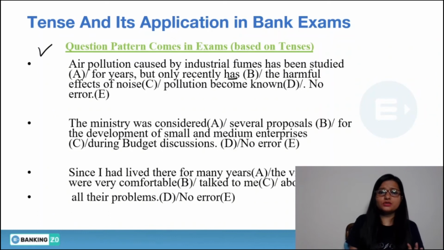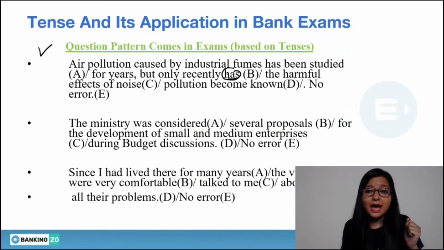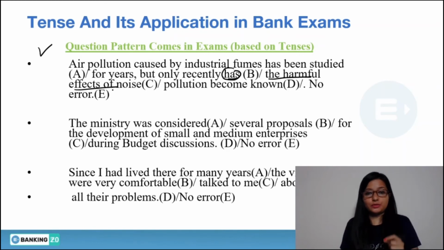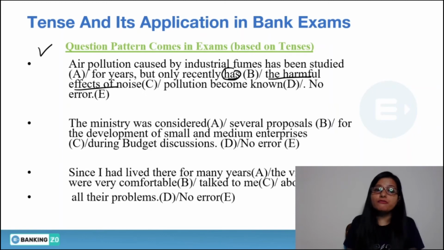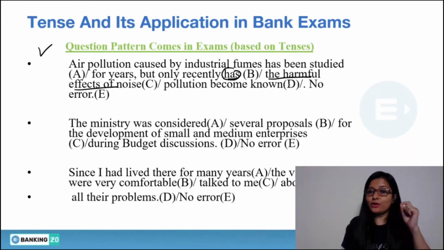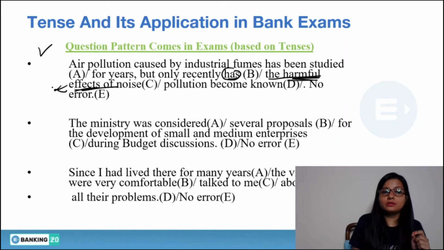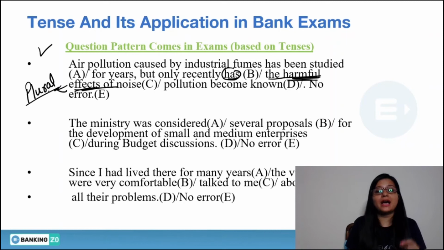So here you can see has, but where is the subject for this has? The harmful effects of noise is the subject for this has, and the harmful effects of noise is a plural subject. Okay, got it? A plural subject will have a plural verb. So you have to use have here, not has.